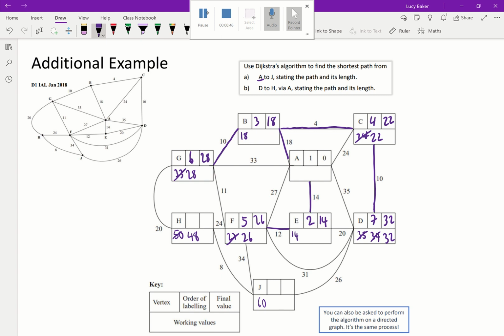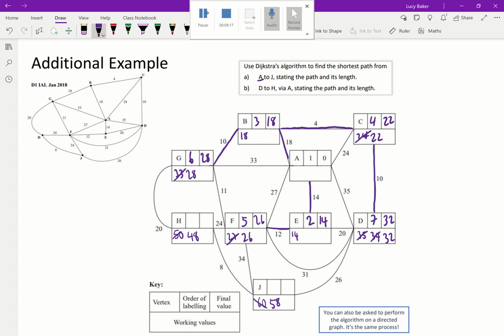And again, I need to consider, are there any places I can go to from D that I haven't been to yet that are going to give me a shorter distance than the one I have in my workings box? So actually, if I go from D to J along this arc of 26, I'm going to get there in a distance of 58, which is a little bit closer than going via F, which I wrote down before. So I can get to J in a distance of 58. And there aren't any others that I can add, I don't think.